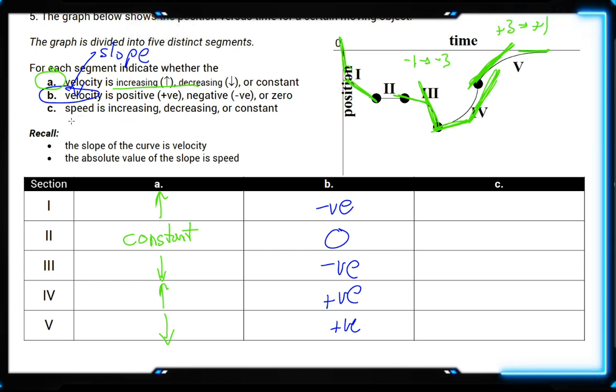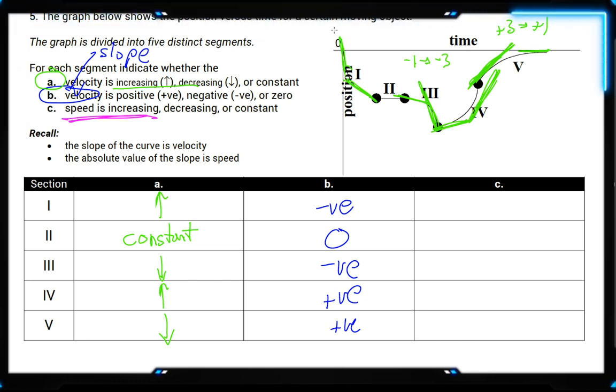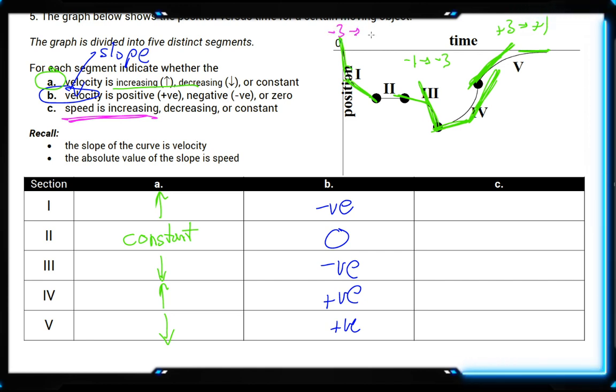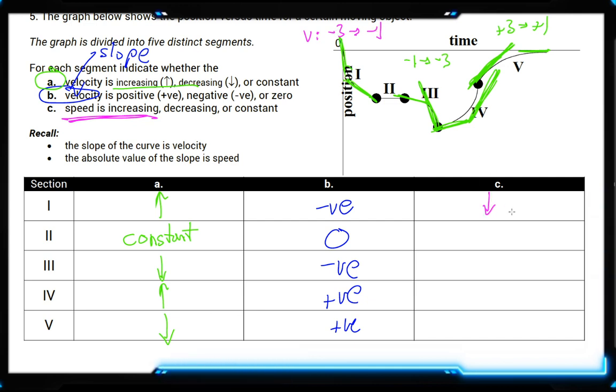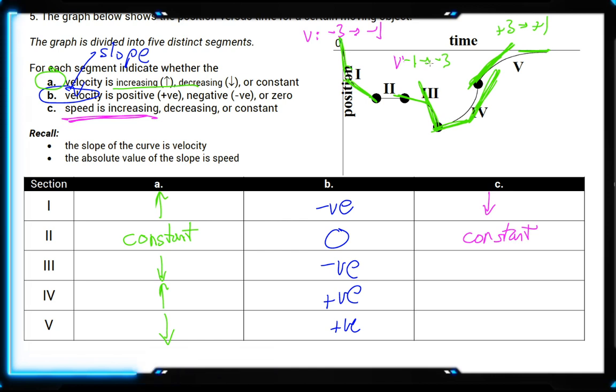Finally, what's the speed doing here? Well, speed is the absolute value of the velocity. So although in 1, the velocity maybe is going from -3 to -1, that's the velocity, the speed goes from 3 to 1, so that's a decrease. Also constant, if the velocity is 0, the speed's also 0. The velocity in 3 was -1 to -3, that's a decreasing velocity, but the speed goes from 1 to 3, that's an increase.